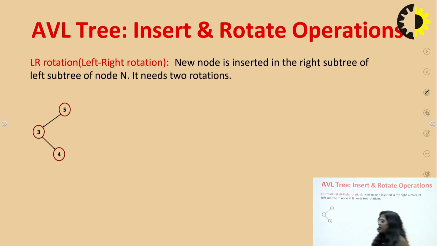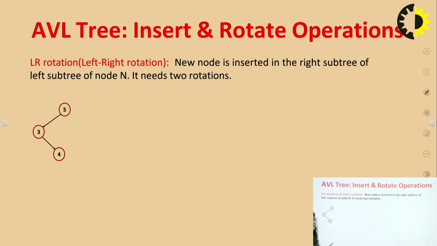Now comes the third type of rotation, the left right rotation. If your given tree requires left right rotation, then it needs 2 rotations. Two rotations means if your rotation is LR, first rotate with RL, then rotate with LL rotation.